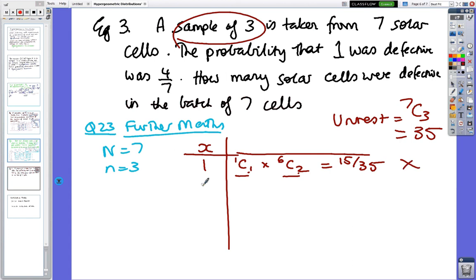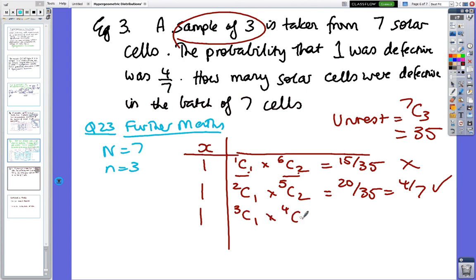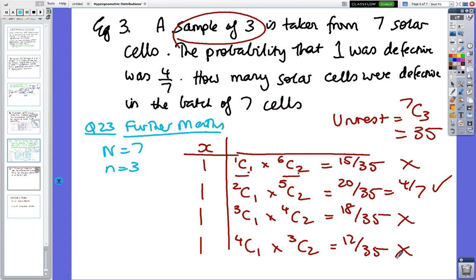answer. So next one, you still got 1 defective, but now we don't know how many defectives, so we say it's 2, and this time it would be by 5C2. And when you do that, you get 20 over 35, and that equals 4/7, and that's the right answer. But again, you could have just kept going, 3C1 times 4C2, and that gave 18 over 35, and that's not right. Again, we've already got the answer, but I'm just showing you that there were other possibilities, but the one that worked was that one, which had 2 defectives.